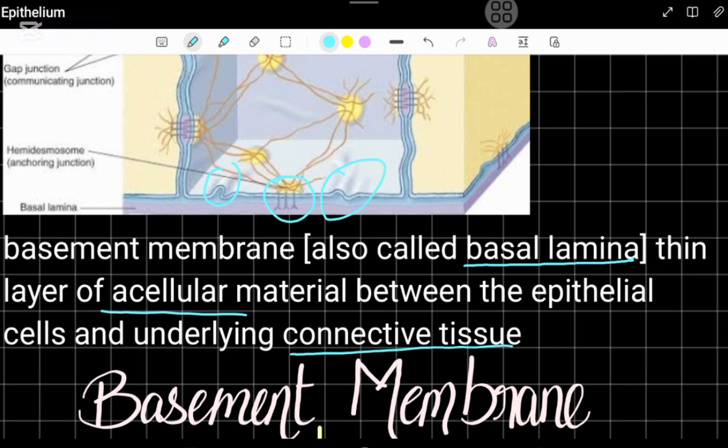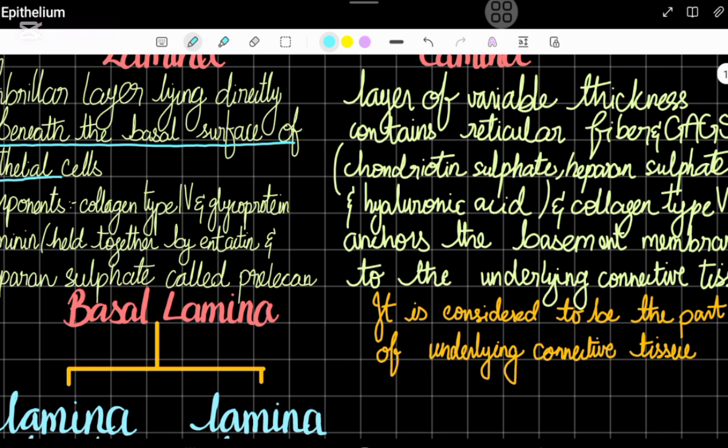Make that clear that these are three different terms: basal domain, basement membrane, and basal lamina. First, get it clarified. Basal domain is actually the lowermost part of the base of the epithelial cells. Basement membrane is actually the acellular region between the epithelial cells and the connective tissue. And now we will come to the basal lamina. Basal lamina is the part of the basement membrane which is in close proximity with the epithelial cell. That's why the basement membrane is also known as basal lamina.